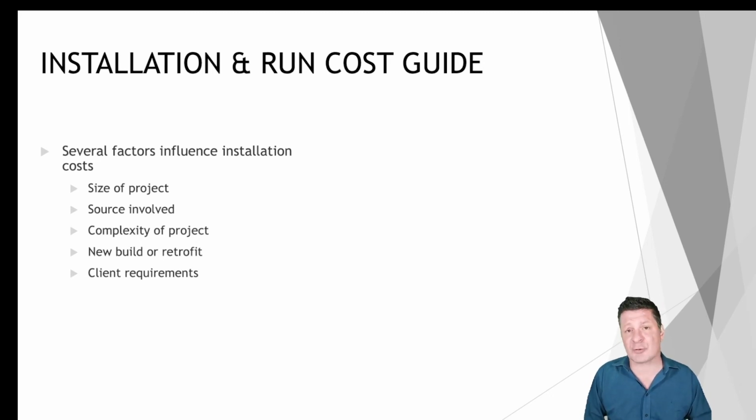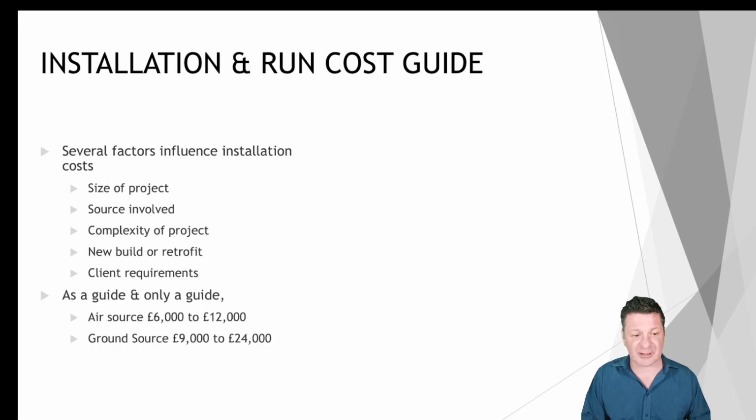And then finally, client requirements. Very often the client requirements will drive a system cost up or down. Very often, if you're doing, for example, multiple social housing retrofit, then the client requirement is for an economic installation. Whereas you might be looking at a big house where a real showcase system is what the client is after. So that will drive the cost of the installation.